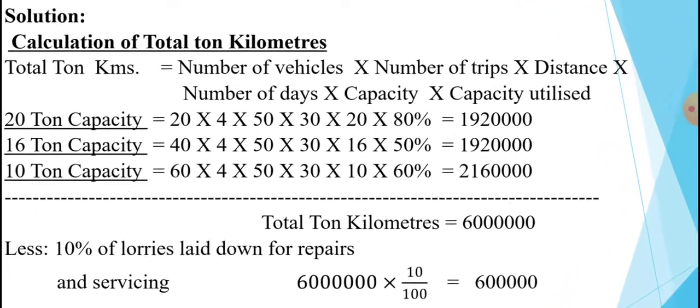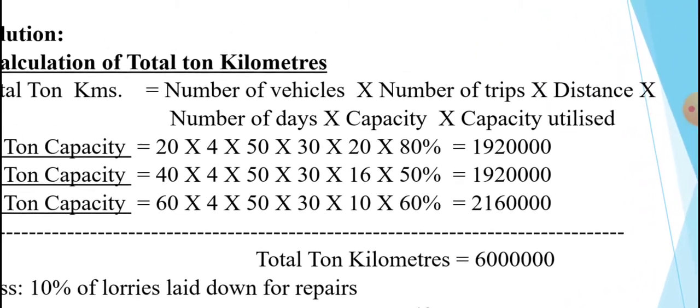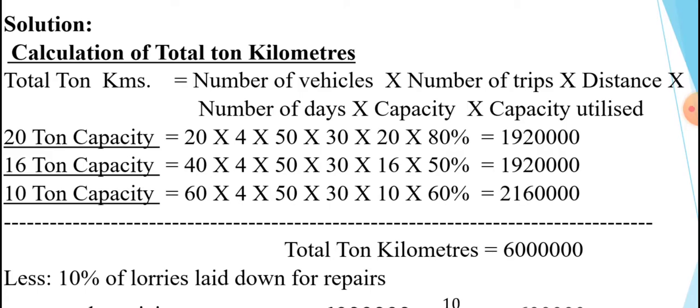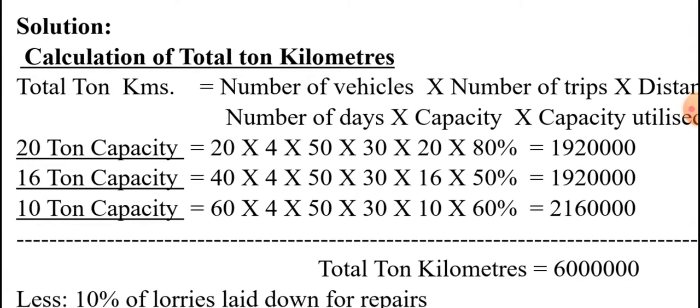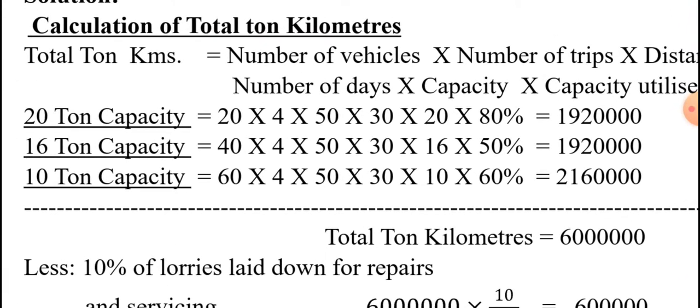See here, number of vehicles is 20, number of trips 4, 50 kilometers is the distance covered, 30 is the number of days, and 20 ton capacity, and capacity utilized is 80%. So when we multiply all these, we will get 19,20,000 ton kilometers.